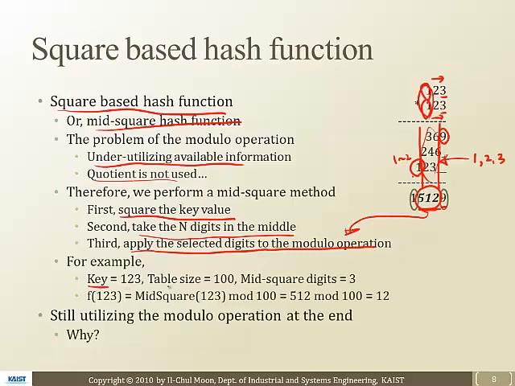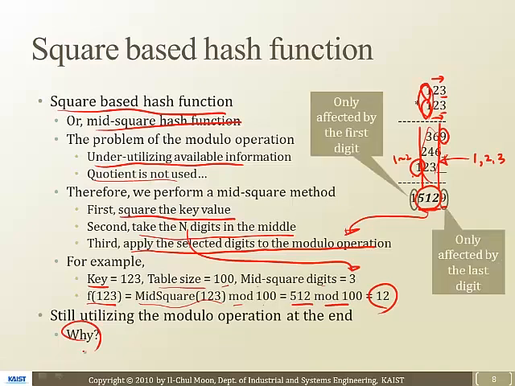For example, if we have a key of 123 and table size of 100, and the number of mid-scale digits we want to take is 3. In this case, F(123) is the mid-scale value of 123, 512, and modulo 100, it's going to be 12. Still utilizing the modulo operation at the end. Why is that? Because it's about the range. We have a determined hash table size, and our index always has to be matched up by that size. And the modulo operation is the best method to keep that range intact.